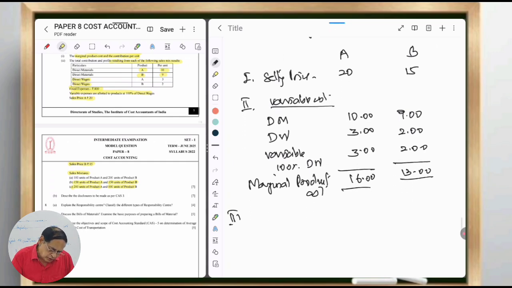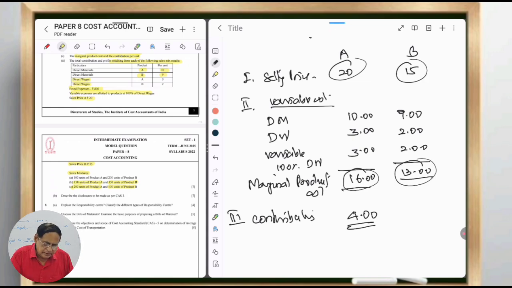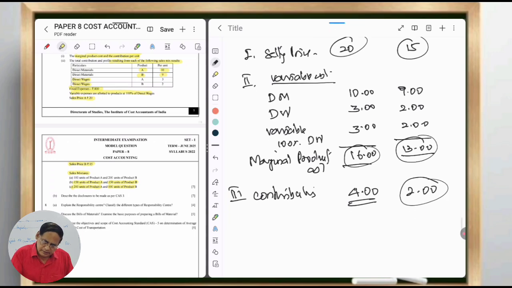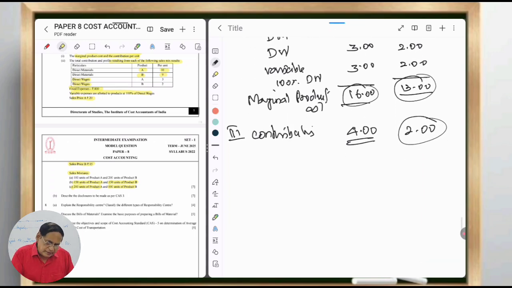So selling price minus variable cost is equal to contribution. Selling price 20, variable cost 16, so 20 minus 16 is 4 rupees. So contribution for A is 4 rupees. Contribution for B is 15 rupees minus 13 rupees, that is 2 rupees. Now the computation of profit under the sales mix. In 3 cases, we compute the profit under the 3 mixtures.